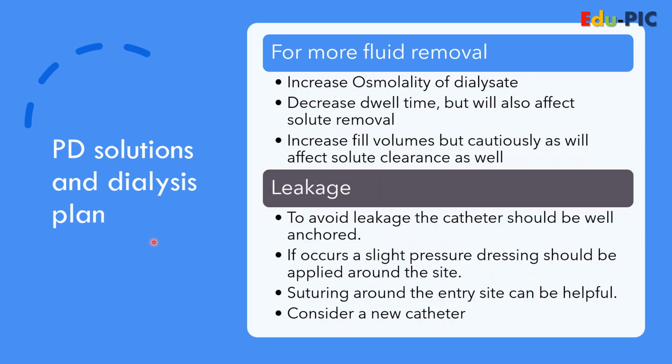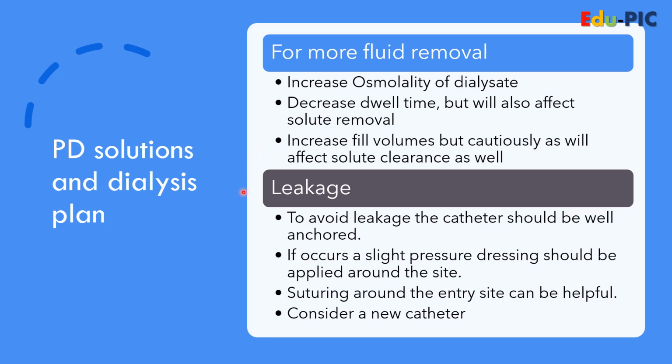If you're targeting fluid overload and you want to shift more fluid really quickly, then get the osmolarity of the dialysate to be at a higher level. So rather than 1.5, maybe start with 2.5. And then if that's not working, you can go up to 4.25. Get the dwell time to be shorter, because most of the fluid removal happens in the first 20 to 30 minutes of the dwell time. And you can increase the fill volumes cautiously if you need to shift more fluid. But you need to remember that that's going to also affect some of the solutes like potassium and calcium.